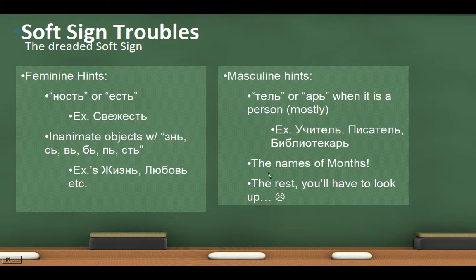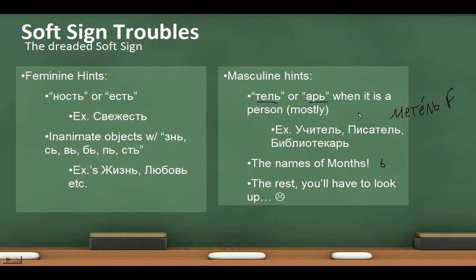The names of months are always masculine, and they always end in a soft sign in the nominative case, which is the dictionary form. For the rest, unfortunately, you're just going to have to look them up in the dictionary. There also are a couple of exceptions to this rule. Метель, which means a snowstorm, is an exception. This is feminine. But other than that, this rule applies and works most of the time, I think, if not all the time.